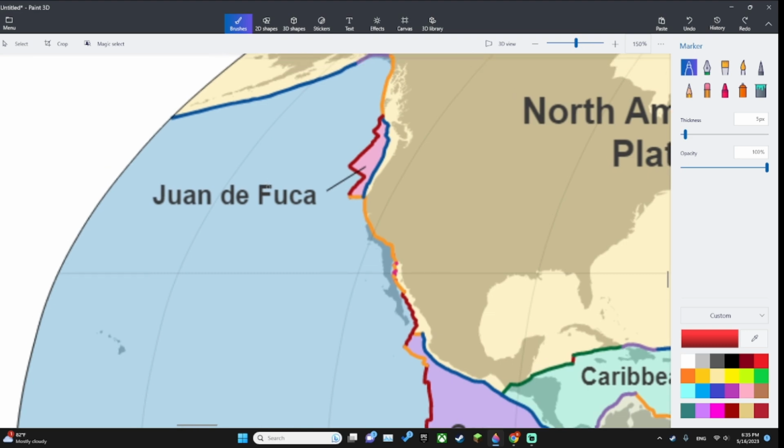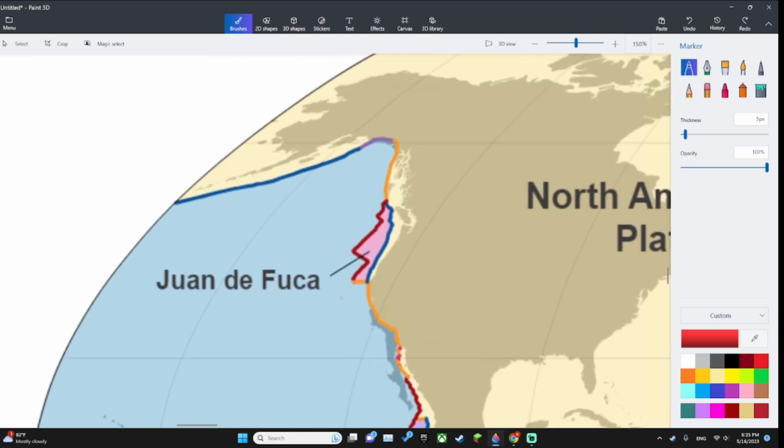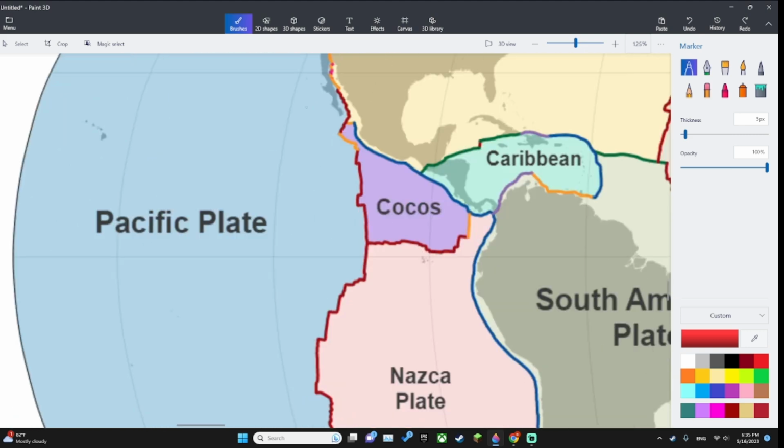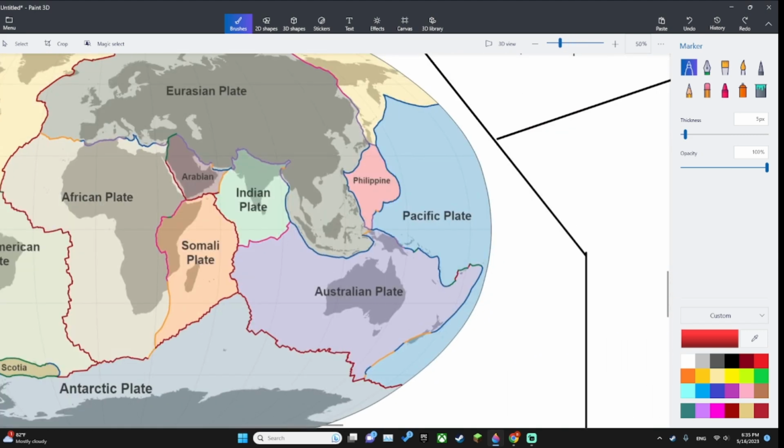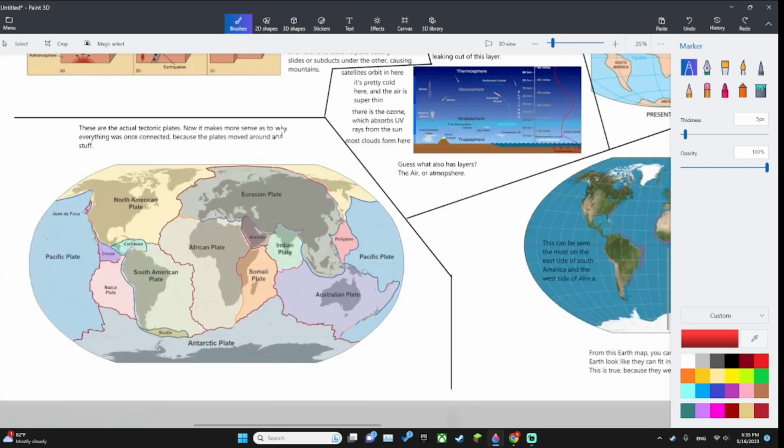Juan de Fuca. That was not a bad word. I tried saying it. Pacific plate, Antarctica, Australia. Yeah, we get it.